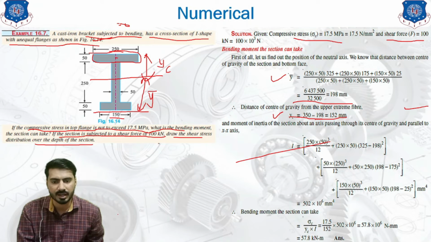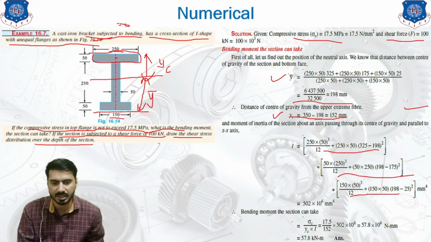Moment of inertia can be calculated for the I section using this basic formula of Ig plus AH square. Ig plus AH square for section 1 plus Ig plus AH square for section 2, and similarly for section 3 will give us the answer in terms of 502 into 10 raised to 6 mm raised to 4. Now we have each and everything that we require to calculate the bending moment.